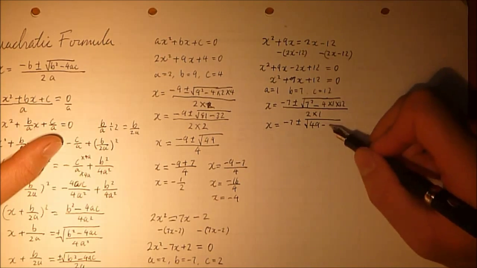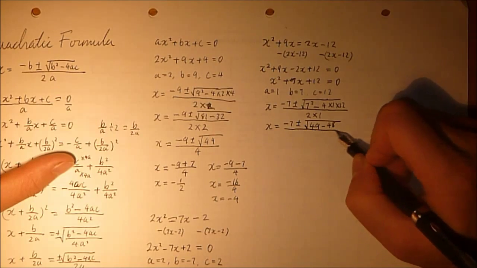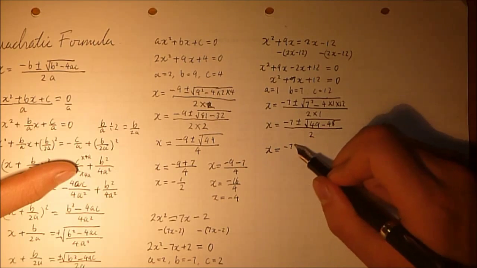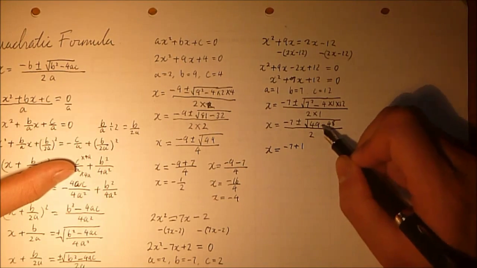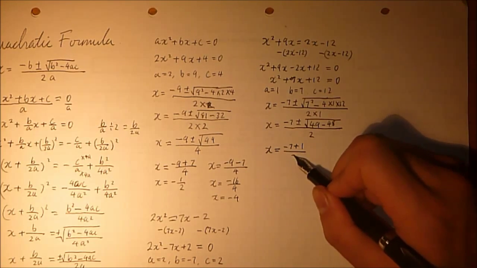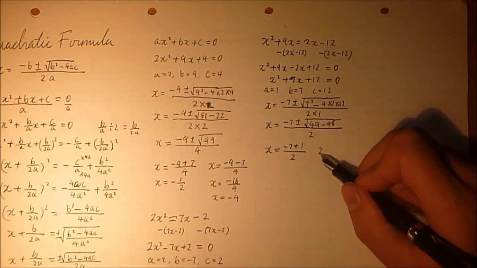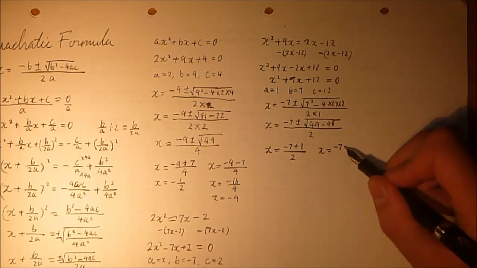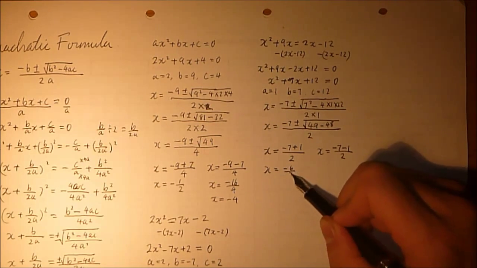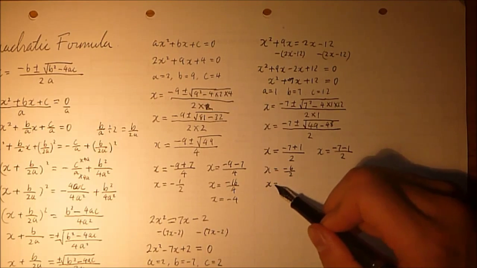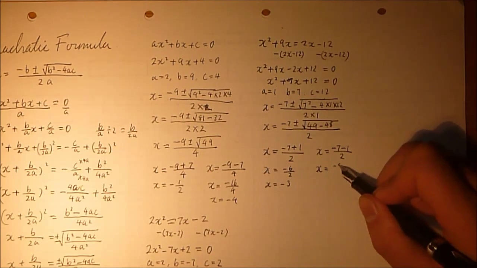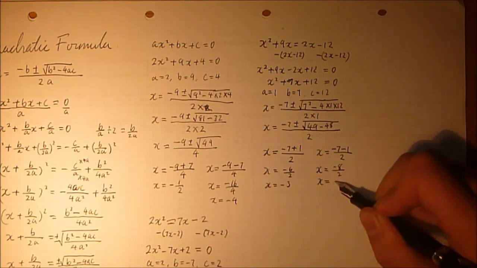So x equals minus 7 plus or minus the square root of 49 minus 48, over 2. Well, it gives us two solutions. 49 minus 48 is 1, square root of 1 is still 1, over 2. So minus 7 plus 1 over 2, or x equals minus 7 minus 1 over 2. So x equals minus 6 over 2, which means x equals minus 3. Or x equals minus 8 over 2, which means x equals minus 4.